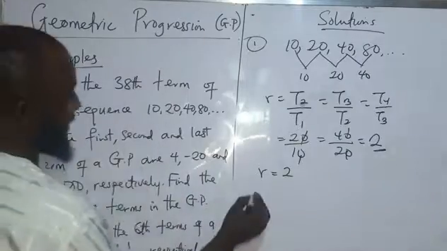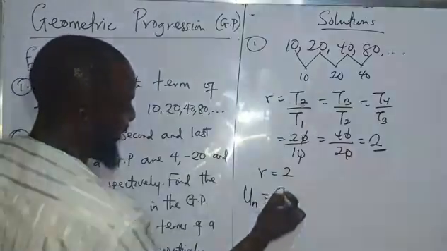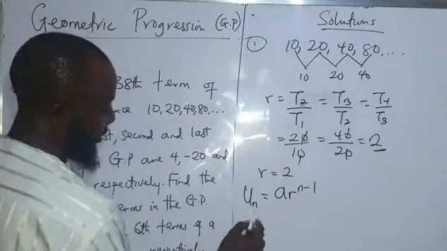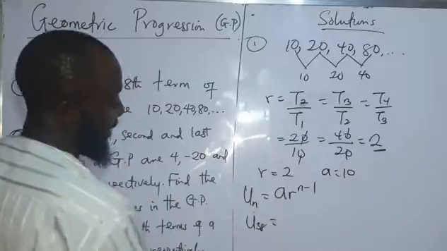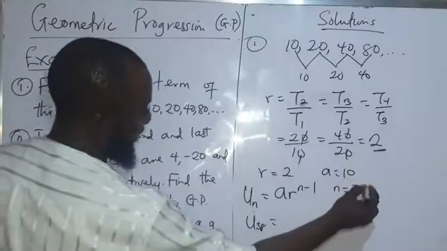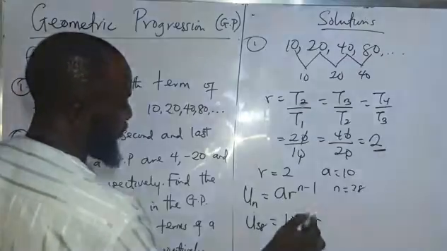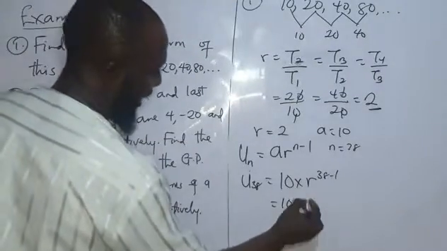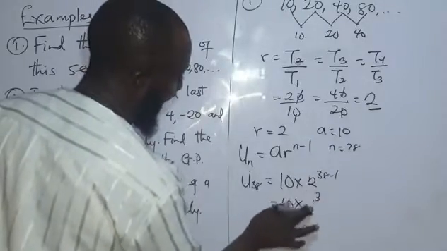So let's now look at the 38th term. We are asked to find the 38th, that is U38. UN is AR raised to n minus 1. So U38: A in this question is 10, and n here will be 38. So we can conclude that A, which is 10, is multiplied by R raised to 38 minus 1. That is 10 multiplied by R raised to 37. What is our R in this case? Our R is 2. So 2 raised to what?